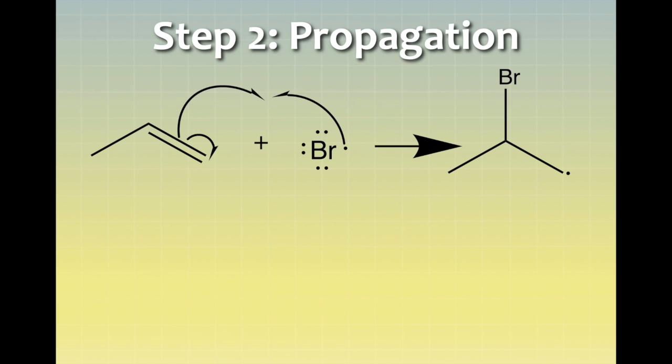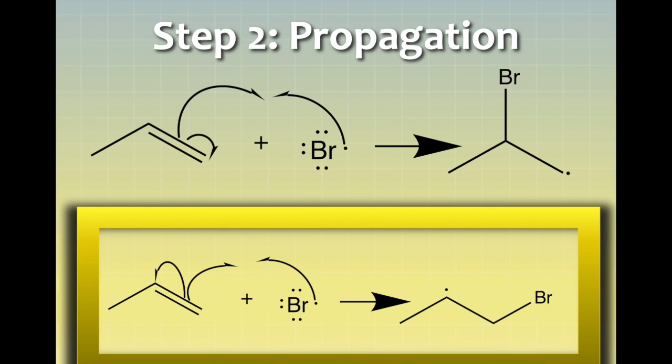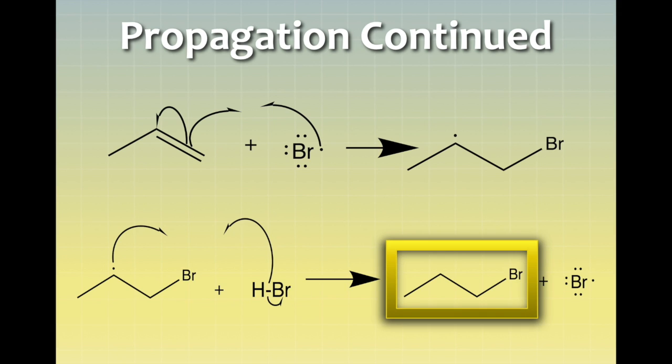The second step is known as propagation. In this step, the bromine radical attacks the propene and can form 2 different intermediates. The bromine can be added to the more or less substituted carbon to form a radical intermediate, forming a primary radical and a secondary radical. In every reaction, we want to go through the most stable intermediate. In this reaction, the secondary radical will form the most stable intermediate.